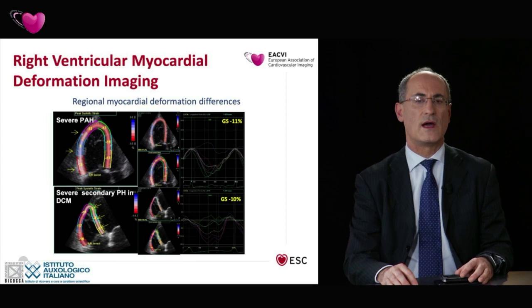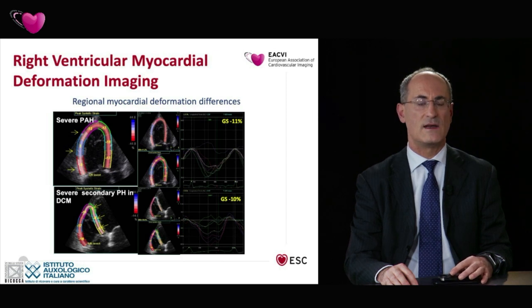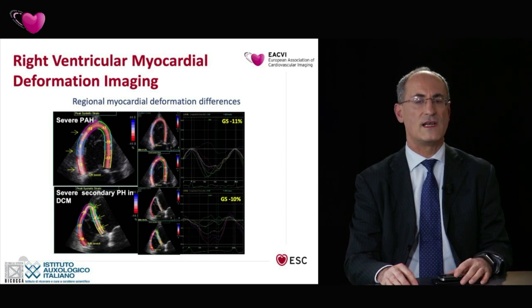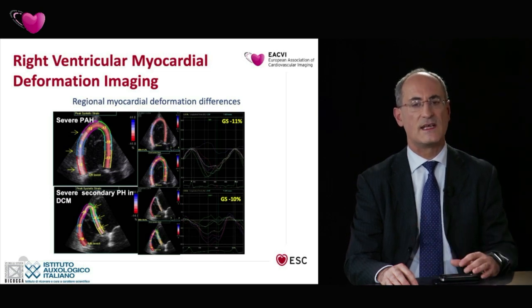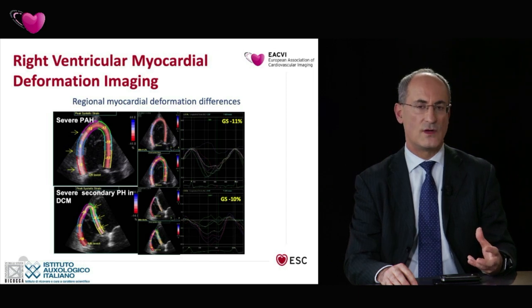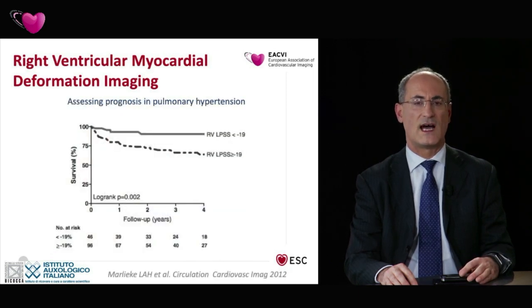You have 2 dysfunctioning right ventricles. You see that the global strain is -11 in a patient with severe pulmonary hypertension, and -10 in a patient with dilated cardiomyopathy. But if we look at the regional distribution of the strain, we see that the dysfunction is mostly in the free wall in patients with severe pulmonary hypertension, while it is mostly in the septum, so in the left side, in patients with dilated cardiomyopathy. This tells us that we need to know how to use the different options in our software.